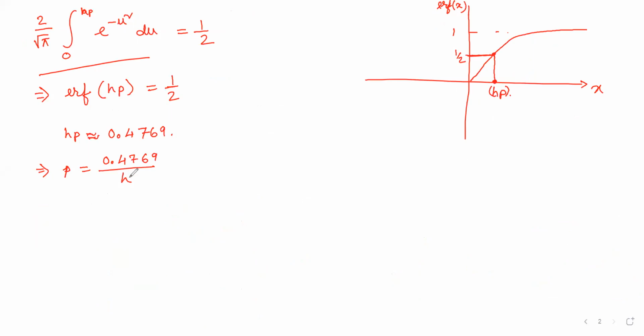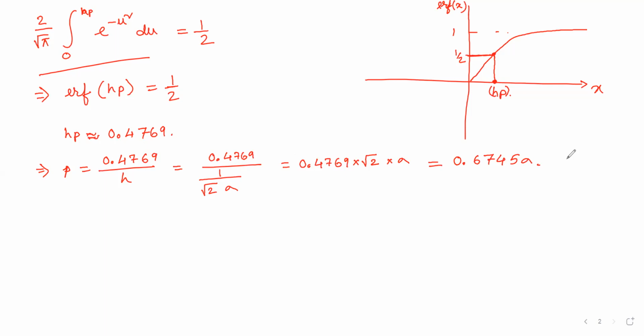So if I substitute H equal to 1 by root 2 sigma here, then I'll find the probable error. The probable error in terms of sigma is equal to 0.4769 divided by H, and H is 1 by root 2 sigma. So this is actually 0.4769 multiplied by root 2 multiplied by sigma. And this value is approximately equal to 0.6745 sigma.